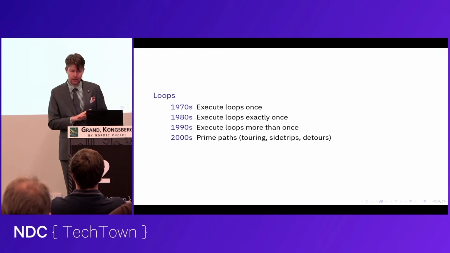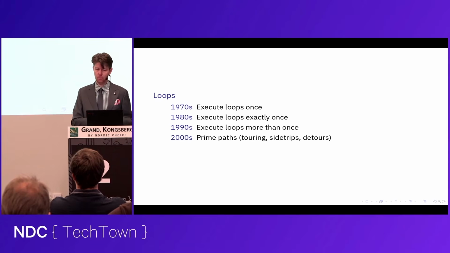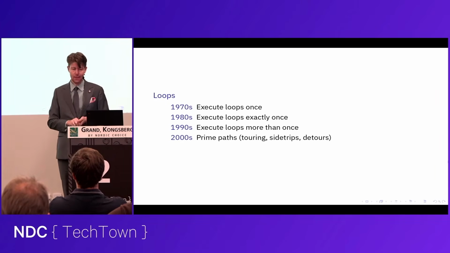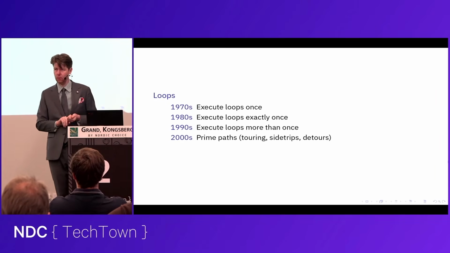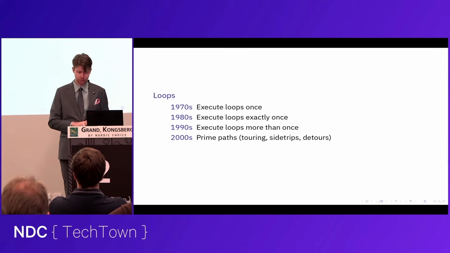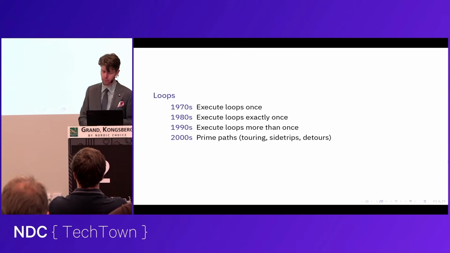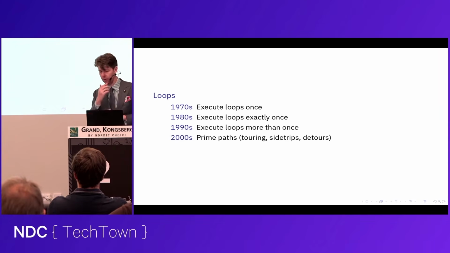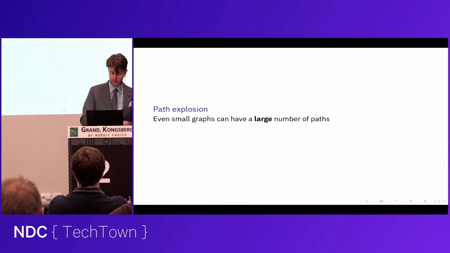Later in the 80s, the focus was on figuring out how to measure if we did loops exactly once. We wanted to do that as well. This is sort of additive. In the 1990s, the goal was to exercise all the paths that would execute loops more than once. And now in the 2000s, we're able to deal with prime paths, where you get phenomena like touring, side trips and detours. We're not going to go into those too much, but they all together compose the prime paths.